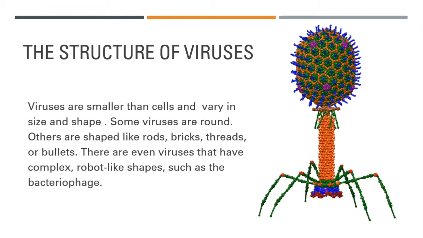The structure of viruses. Viruses are smaller than cells and vary in size and shape. Some viruses are round, others are shaped like rods, bricks, threads, or bullets. There are even viruses that have complex robot-like shapes, such as the bacteriophage, the one that you can see here on this illustration.